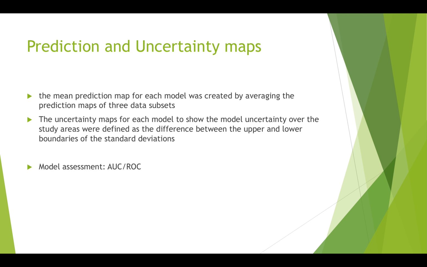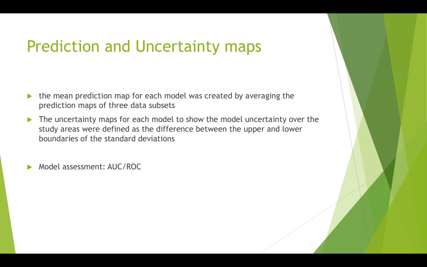The main prediction map for each model was created by averaging the prediction maps of 3 data subsets. I also mapped the uncertainty for each model. The uncertainty maps show the model uncertainty over the study area, which is defined as the difference between the upper and lower boundary of the standard deviation.